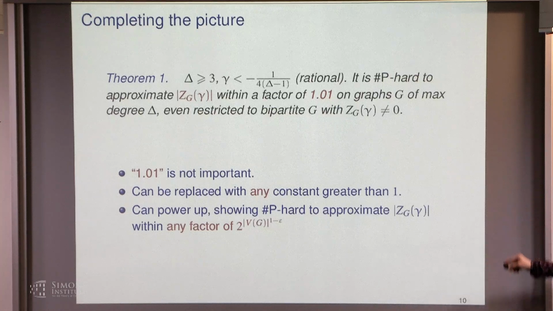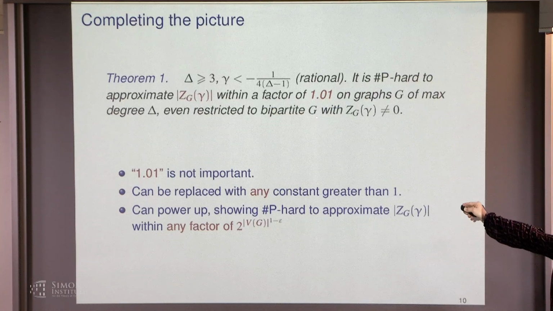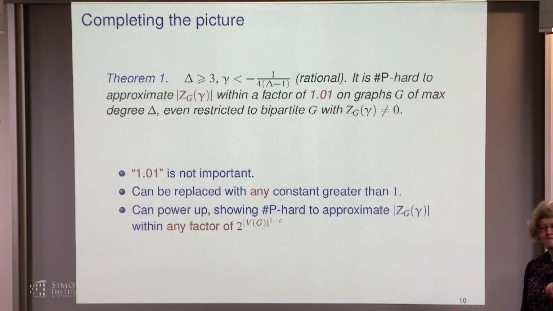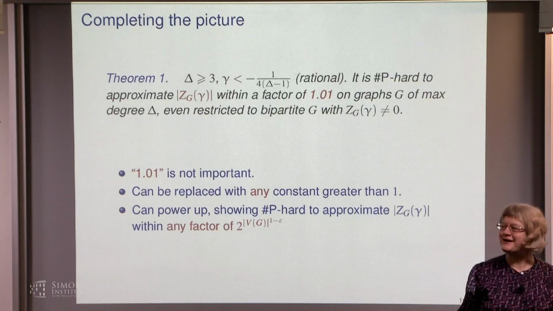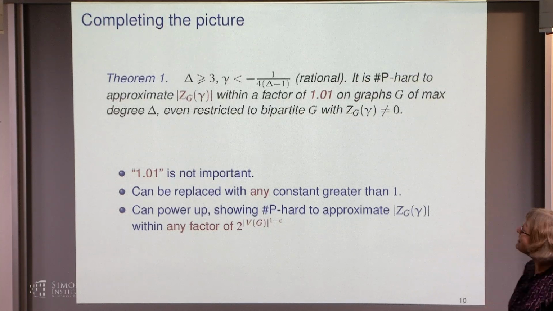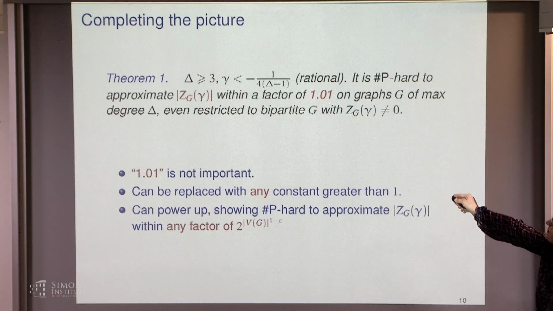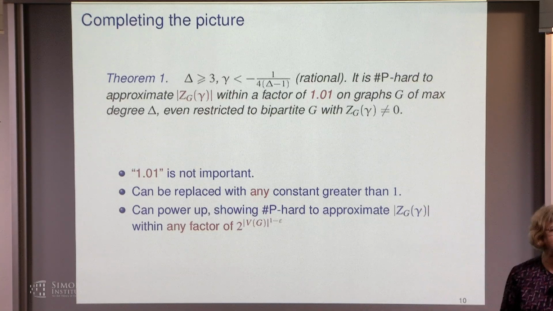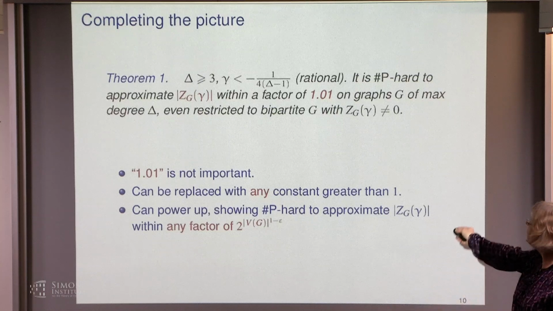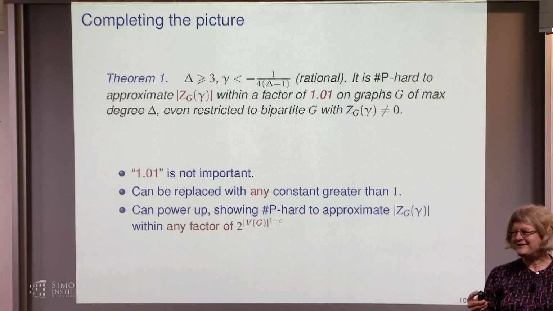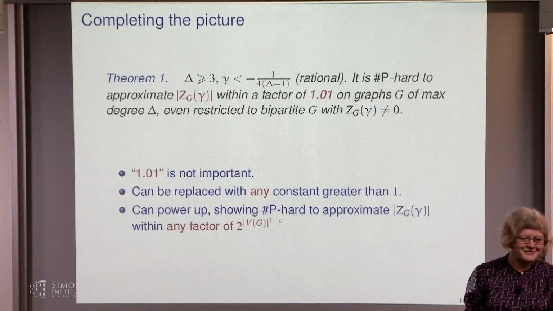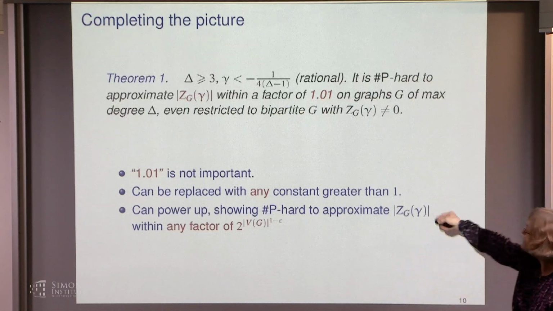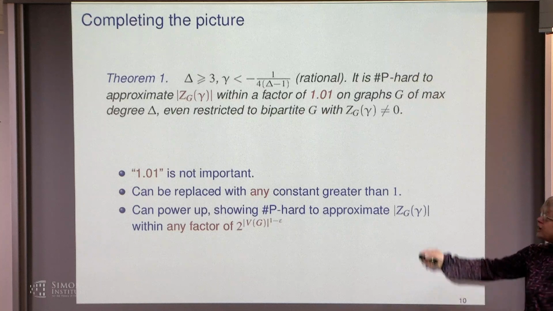Another remark is that the hardness works even if G is bipartite. Also, we can restrict G not to be a zero of the polynomial. I think that's important because all of these approximations are relative. If I say you've got to get within 1.01 of the right answer, and then I give you a graph which happens to be a zero, then obviously you would have to hit it on the head, so there's not much difference between approximation and exact. But you can restrict to graphs that aren't zeros and you still get the hardness, so there's no weird cheating going on there.